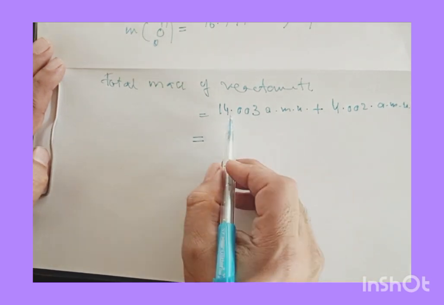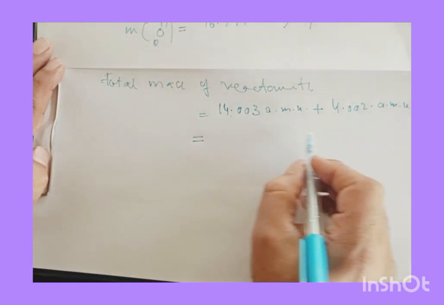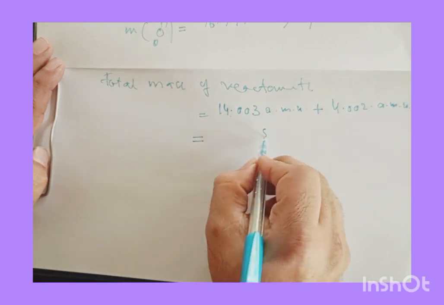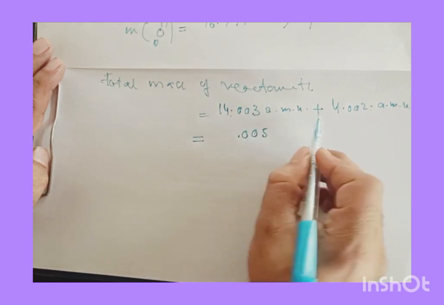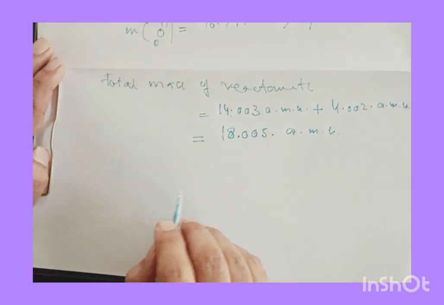This is 14 plus 4, so we can add it. What we will get is 18.005 atomic mass units. This is the total mass of reactants.